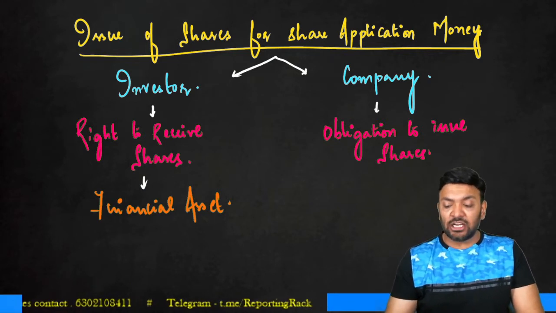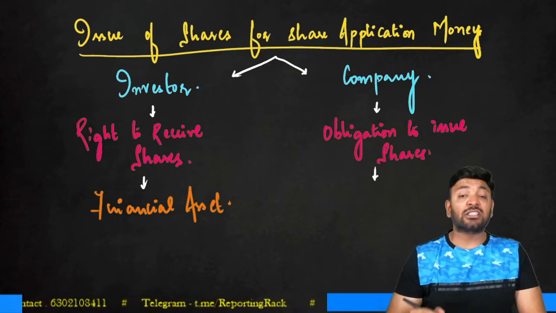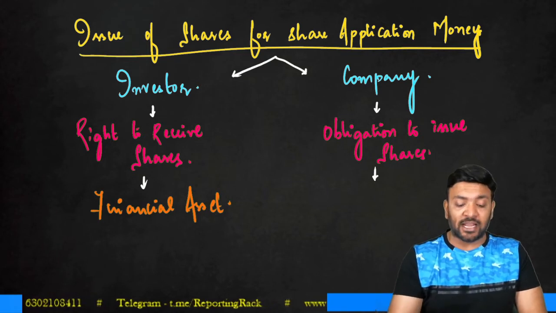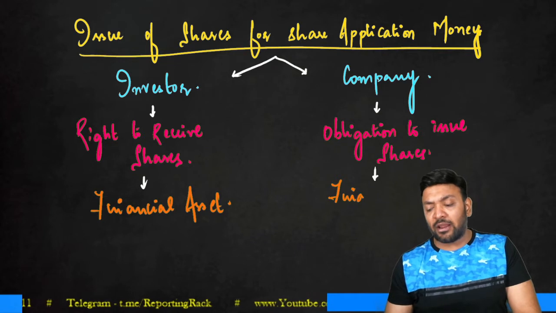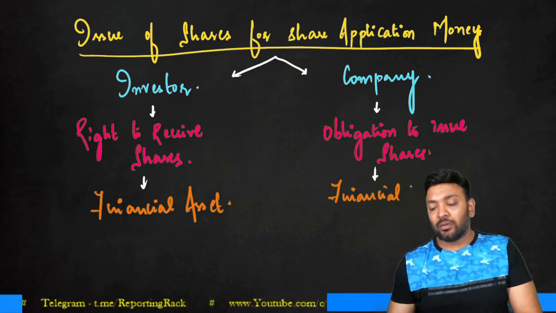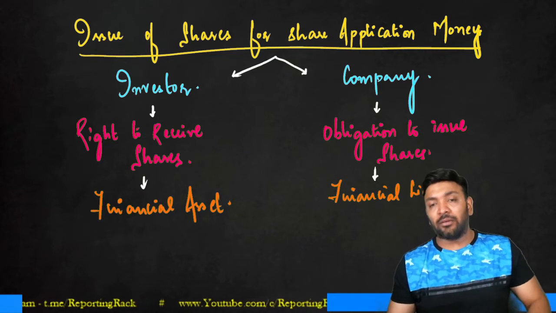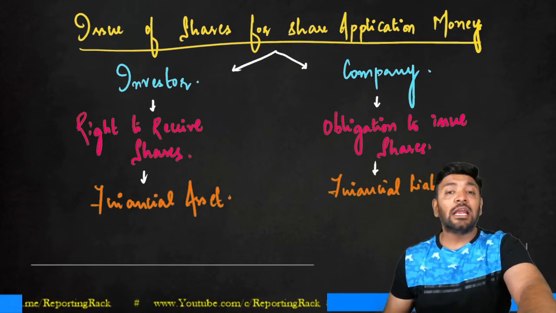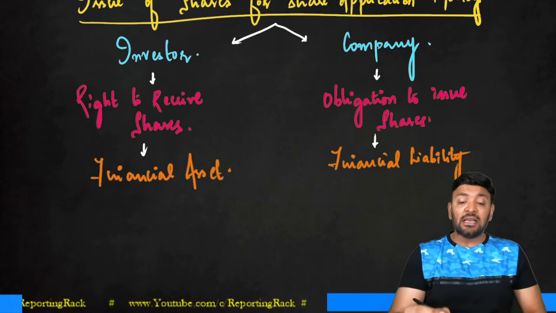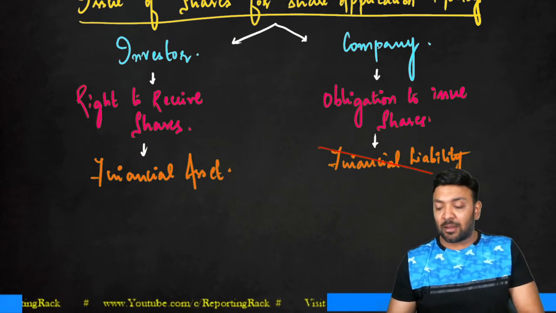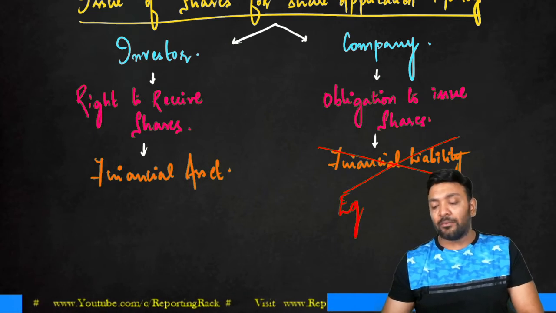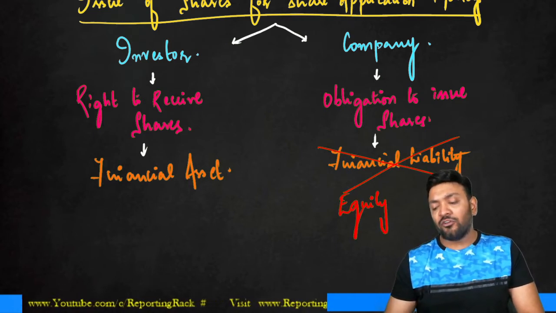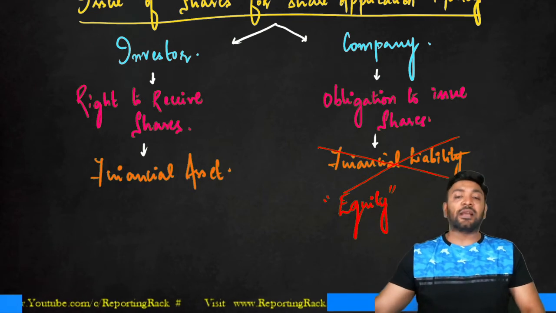This obligation to issue shares to the investor from whom I collected the share application money, can it be called a financial liability? If I issue shares of my enterprise, is it a liability? Absolutely no. If I issue shares of my enterprise, it cannot be considered a financial liability, but it should in turn be considered as equity. It should form part of the equity share capital of the enterprise.